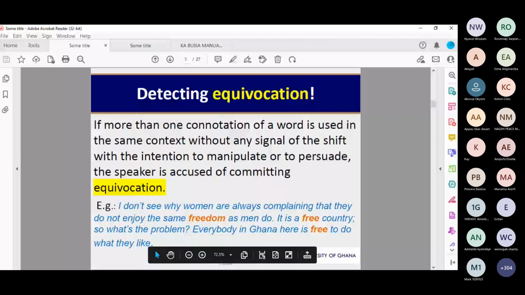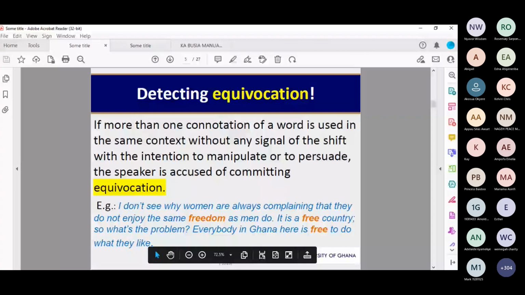That's the third thing that the guy said. Read it, please. Read the third statement. Okay, madam. So what's the problem? Everybody in Ghana here is free to do what they like. Can you imagine? Everybody in Ghana here. So see another sense of free.